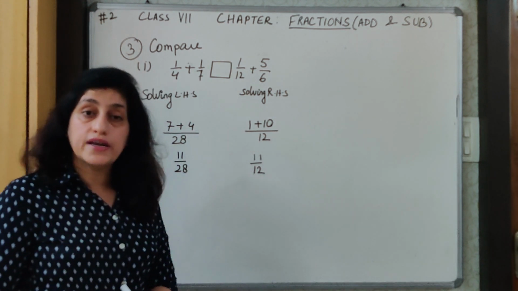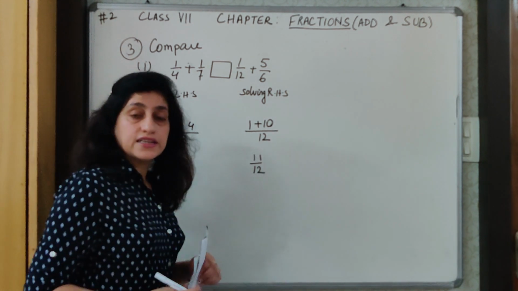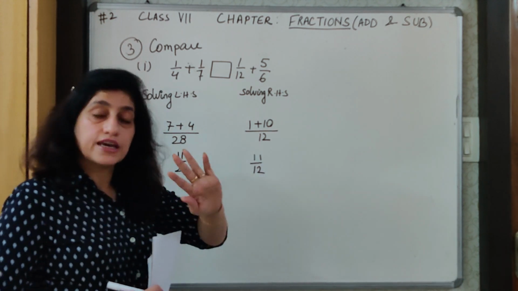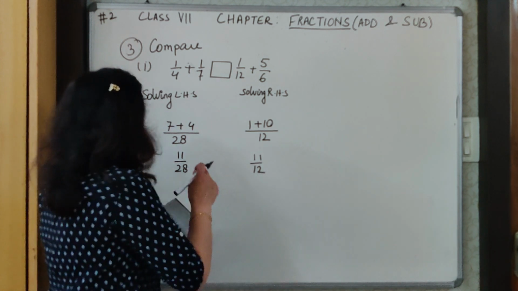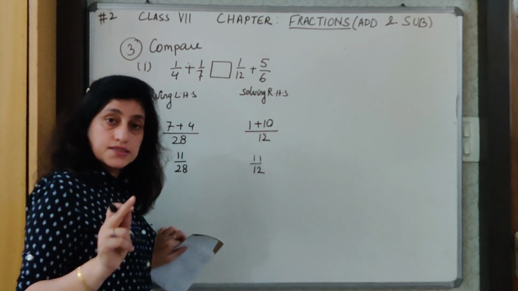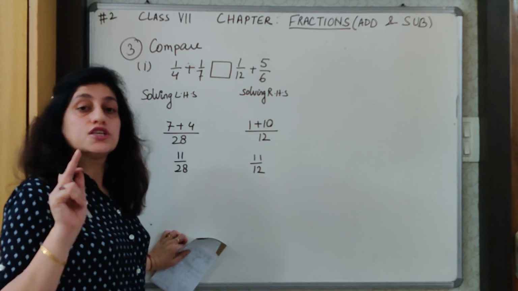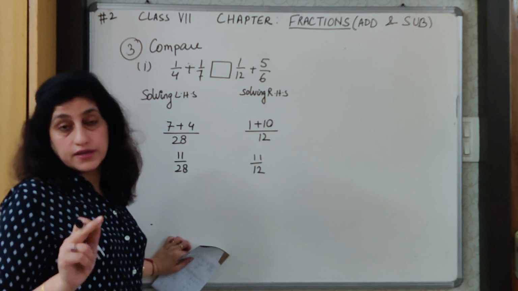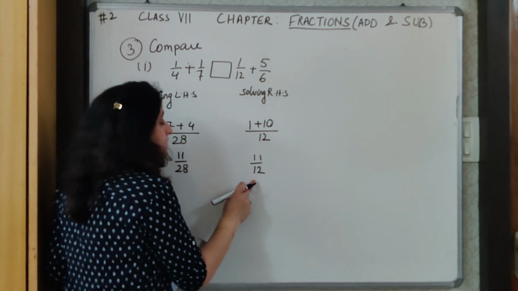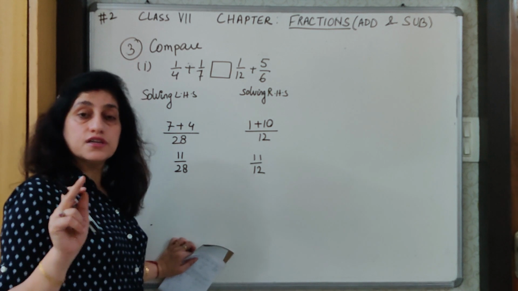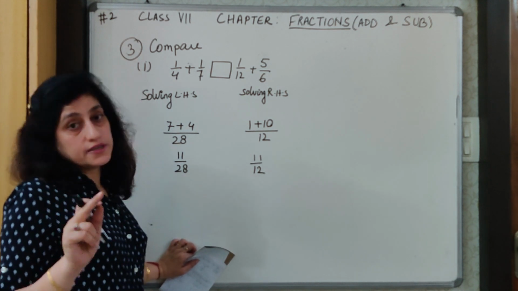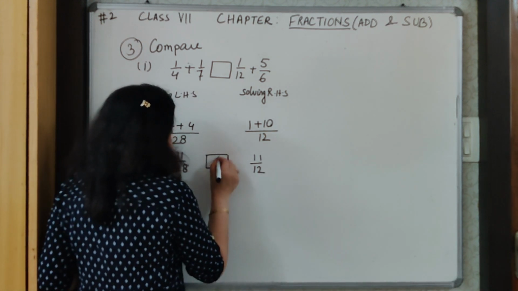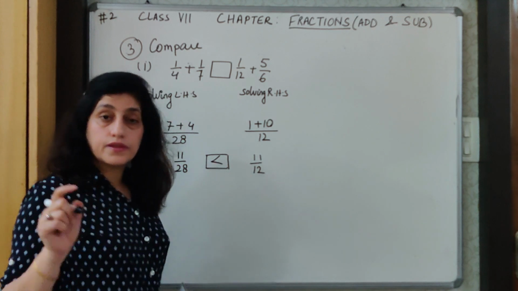Now we have to compare these two. If you know the direct comparison of fractions, when the numerators are same, listen carefully, this will be very helpful to you. When the numerators are same, the fraction with the smaller denominator is the greater fraction. Is it clear? When the numerators are same, fraction with the smaller denominator is the greater fraction. So we can, according to that knowledge, directly write that this one is greater.